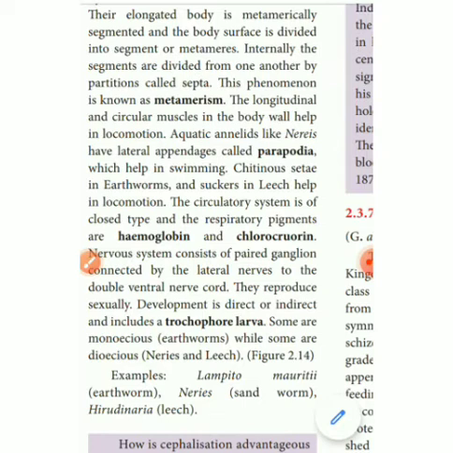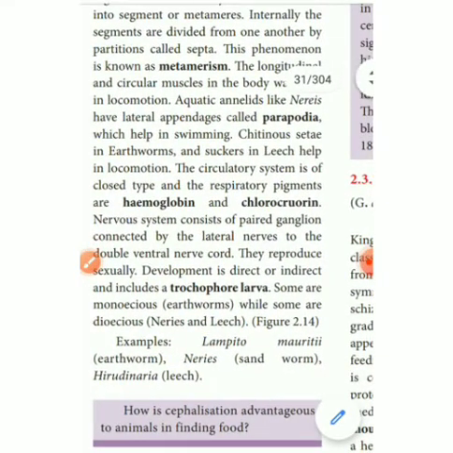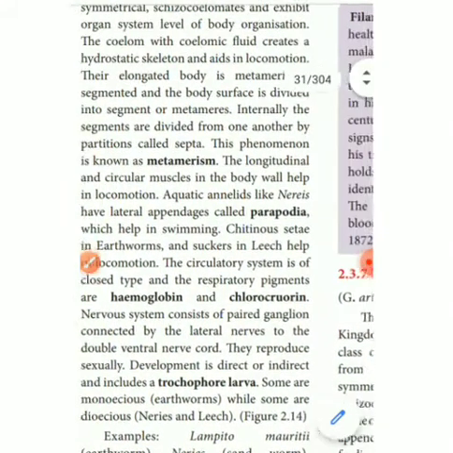In this phylum, we see a closed type of circulatory system with a pigment called hemoglobin. The nervous system has ganglia with a double ventral nerve cord. The larva seen here is called the trochophore larva. These are the characteristics of the phylum Annelida.